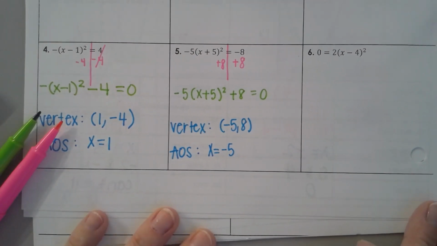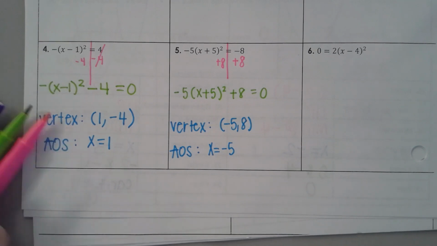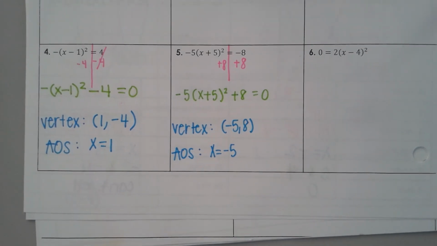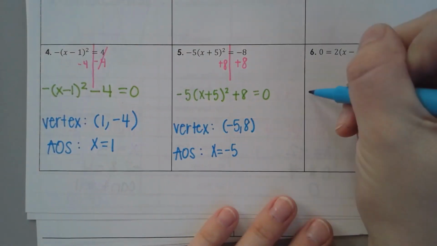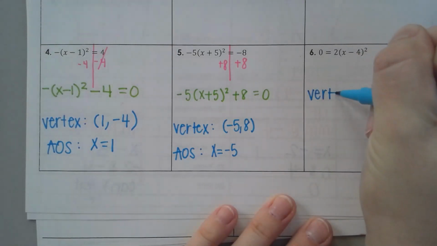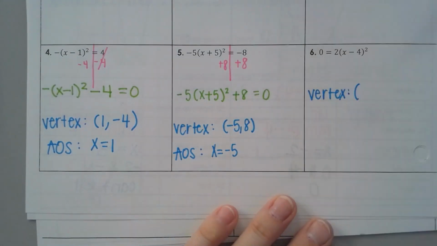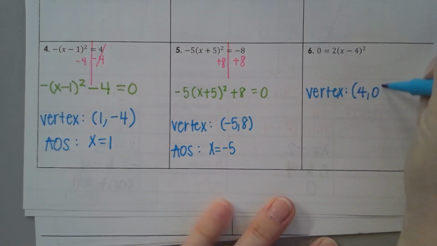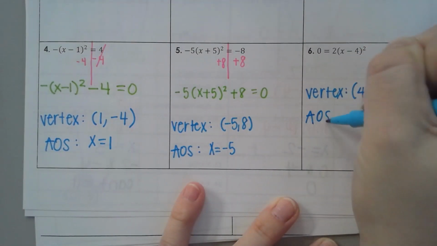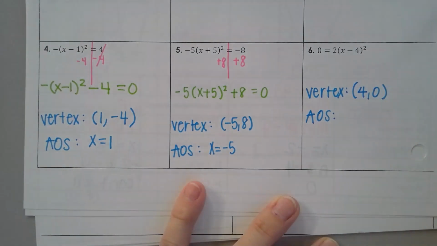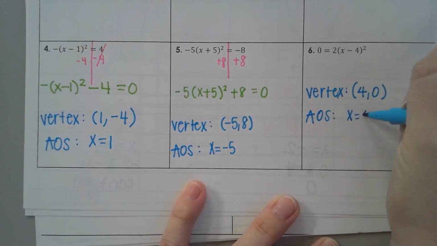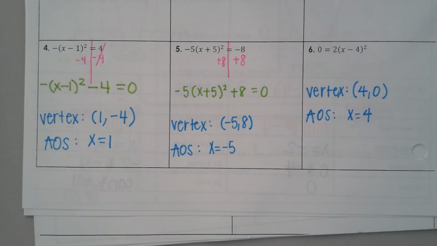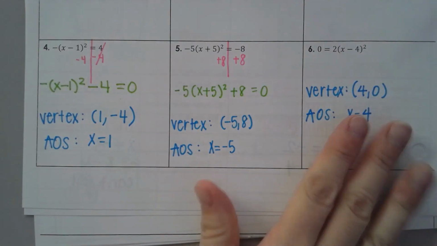Number 6. Is there anything to add over? There's not. So what would my vertex be? 4, 0. Yep. And the axis of symmetry would be x equals 4. Good. So you don't do anything with the 2. The 2 does not do anything for the vertex or axis of symmetry.